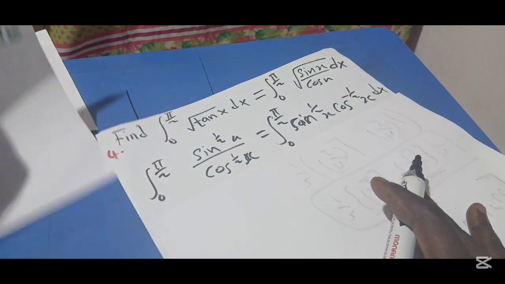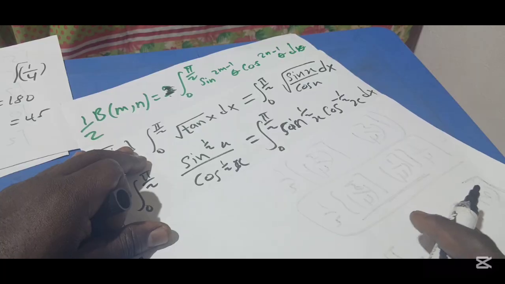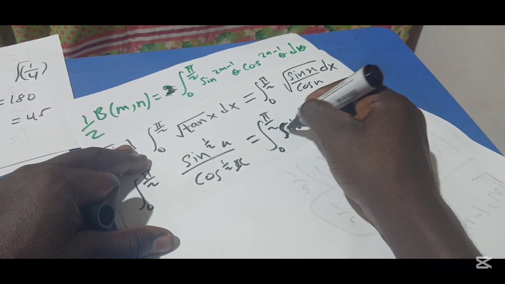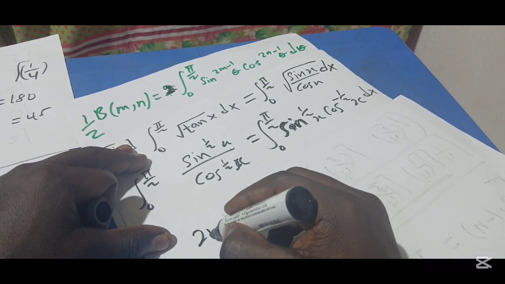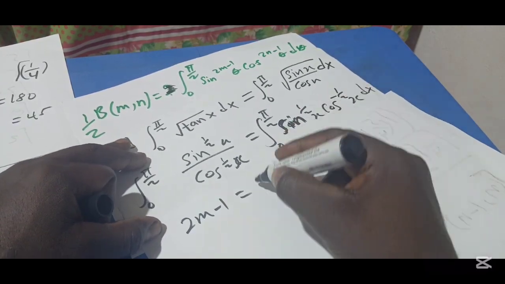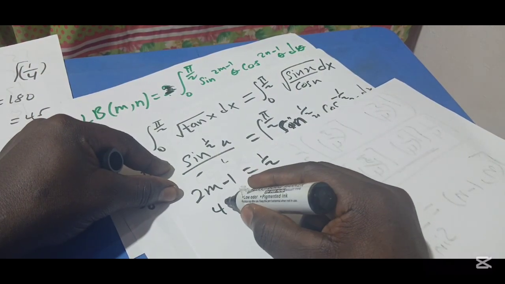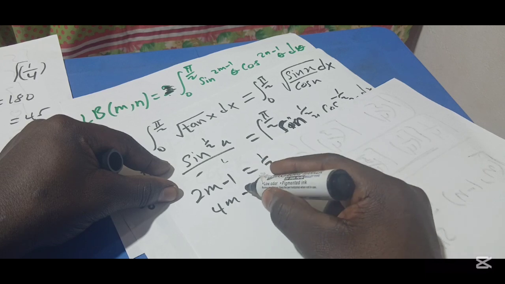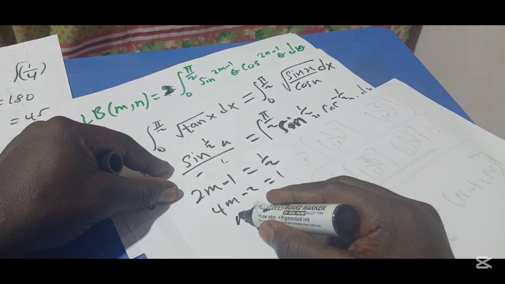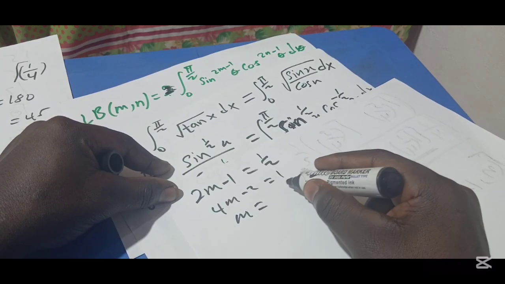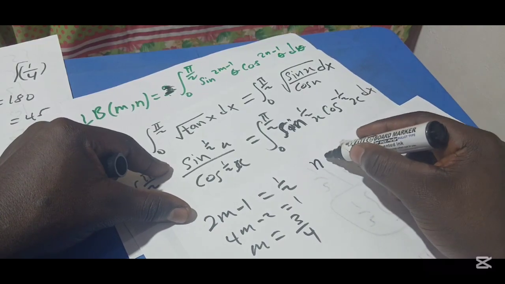So we now know that this is the general formula that we are referring to. Looking at this, 2m minus 1 should equal half, right? So let's solve for m. Multiplying 2 by 2, I'm going to get 4m minus 2 equals 1. The 2 crossing will give me 3, right? Dividing both sides by 4, m equals 3 on 4.